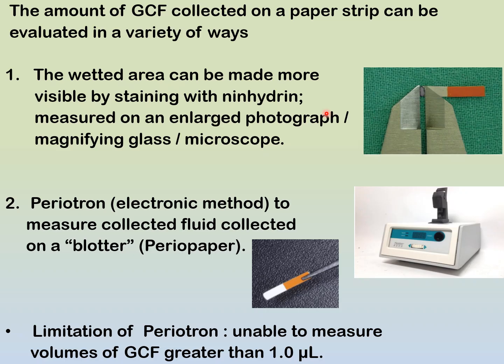The amount of GCF collected on a paper strip can be evaluated in a variety of ways. The first method is by using ninhydrin stain. In this, the wetted area can be made more visible by staining, and then it is measured on an enlarged photograph or by using a magnifying glass or a microscope. The second method is by using Periotron, which is an electronic method to measure the collected fluid on a blotter or a perio paper. The only limitation with Periotron use is that it is unable to measure volumes of GCF greater than 1 microliter.